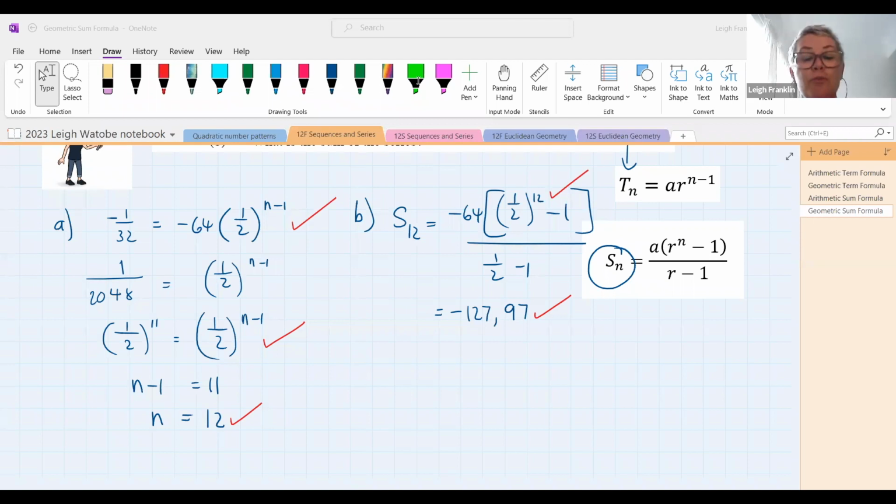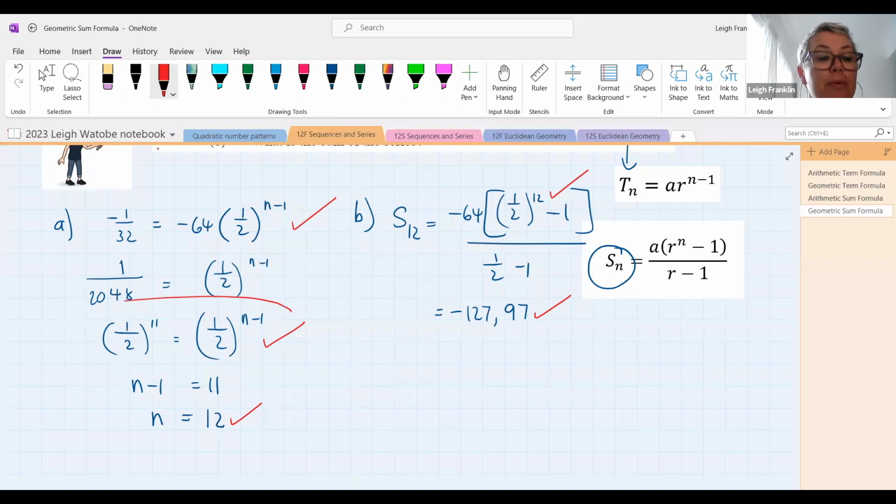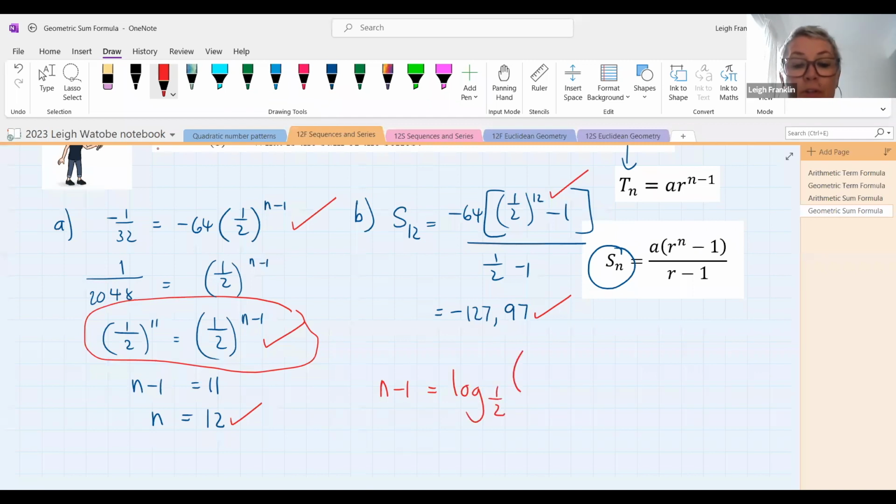All right, now Thuli, if you used logs, that would replace this step. So Thuli, you would have to write that n minus 1, the exponent, equals the log of the base, which is 1 over 2, and then you'd have to put in the number over here. So 1 over 2048. That's how you would set that out. And then you'd end up with 11 there. So it would be n minus 1 equals 11, and then you would have n equals 12 as well.